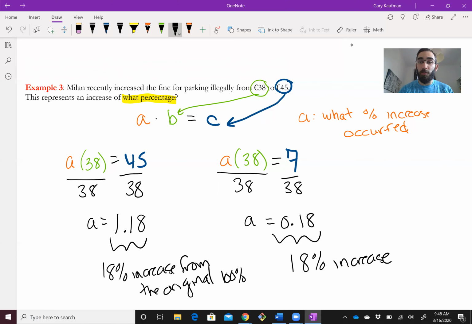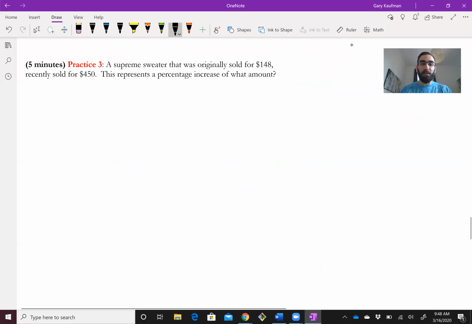So just make sure when you get your final answer that you're answering the correct question. You might have to modify what you have. All right. Here's practice 3. Give it a chance with this new method.